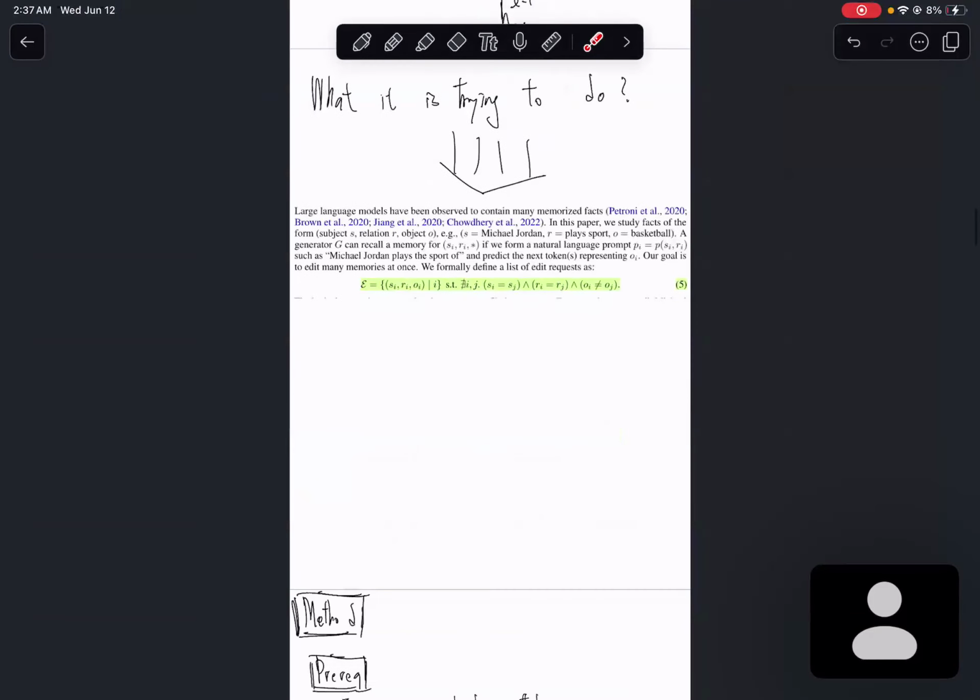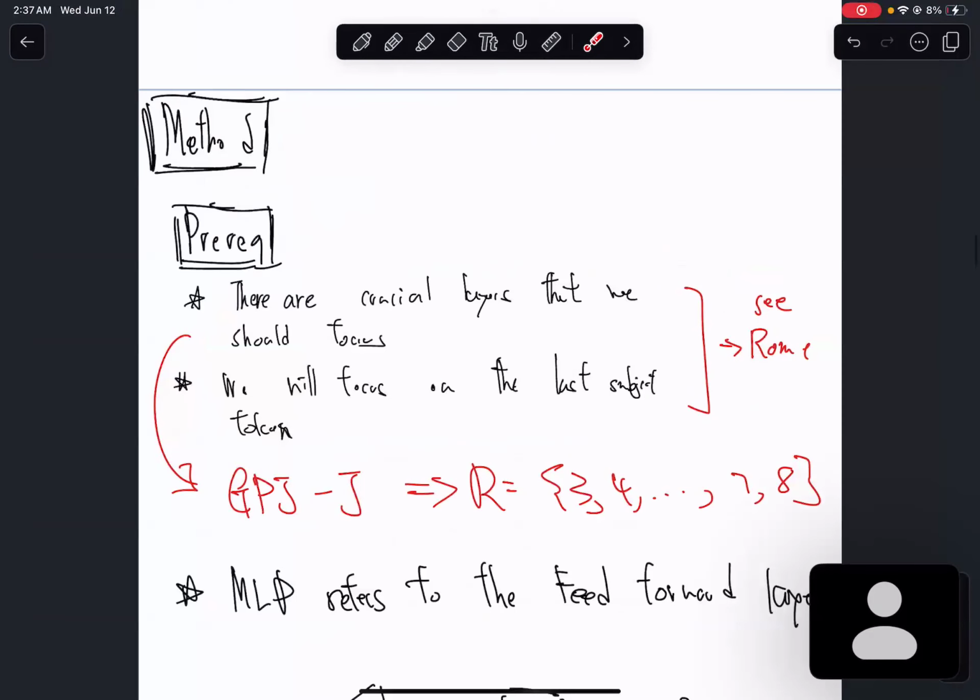First, we're going to talk about a little more prerequisite. Also, what makes MEMIT interesting is that it can edit in batch. So you can edit a lot of knowledge at one time. That's something very unique to MEMIT. And there are several more prerequisites that I would love to talk about.